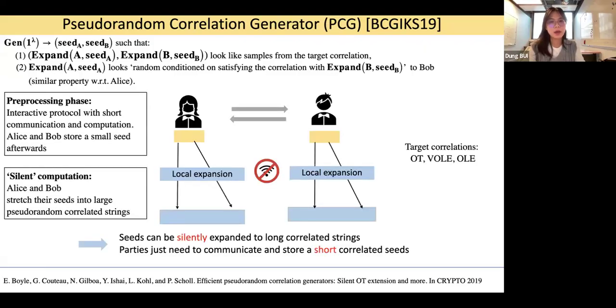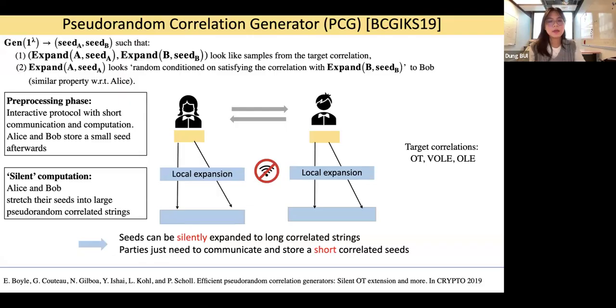Informally, we have Alice and we have Bob. So PCG has two phases. The first phase is called the preprocessing phase. In this phase, Alice and Bob interact with each other, but with only short communication and computation. After the preprocessing phase, Alice and Bob store their keys, and the next phase is called silent computation. It means that after getting the keys, Alice and Bob do local computation and then get the pseudorandom correlated strings.